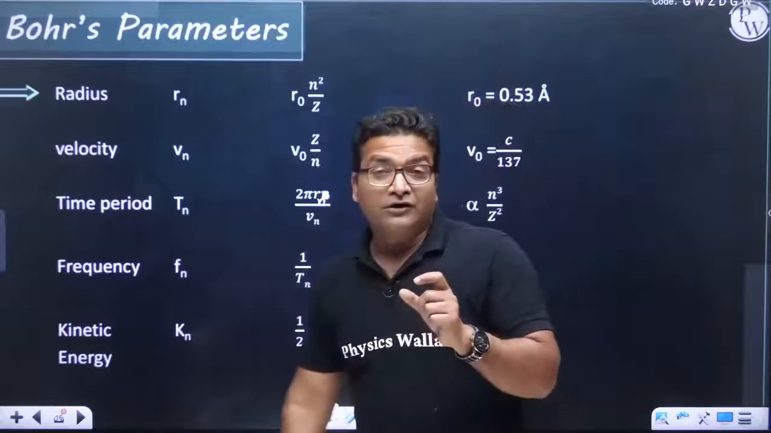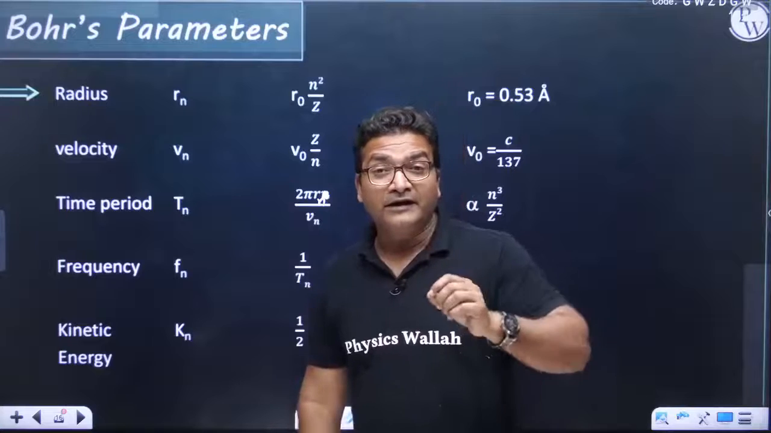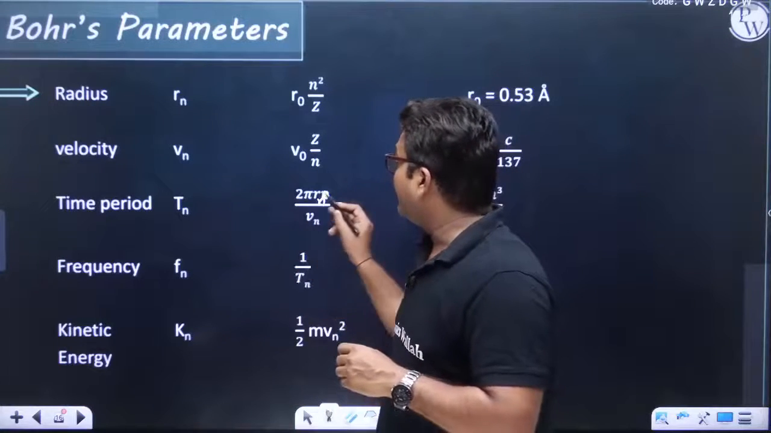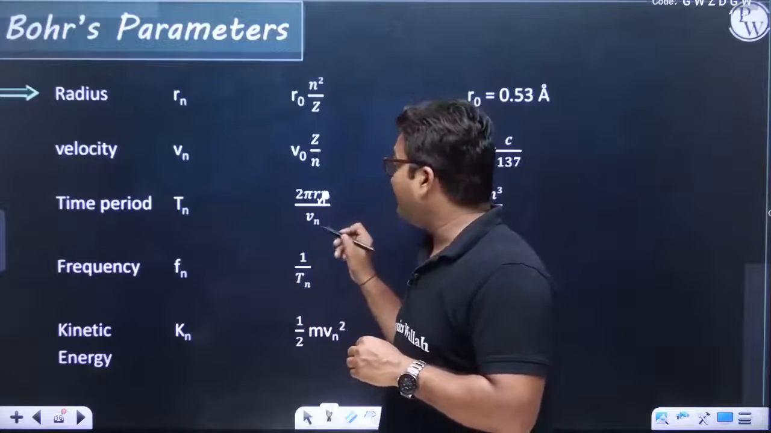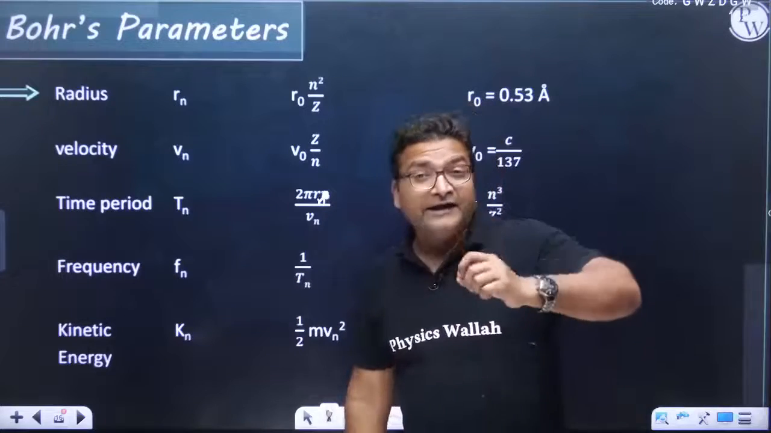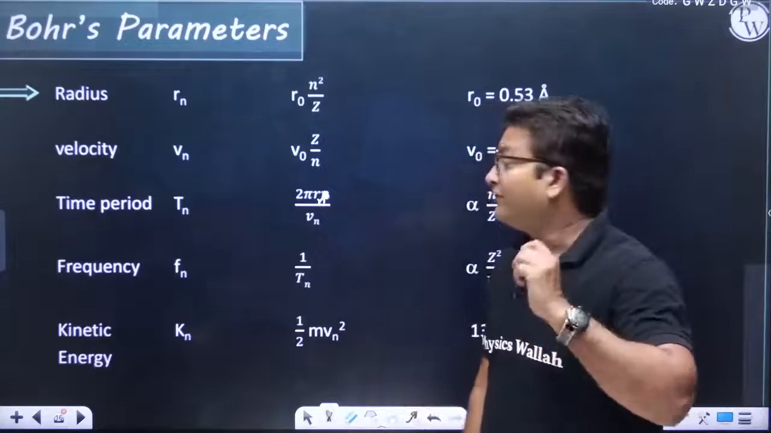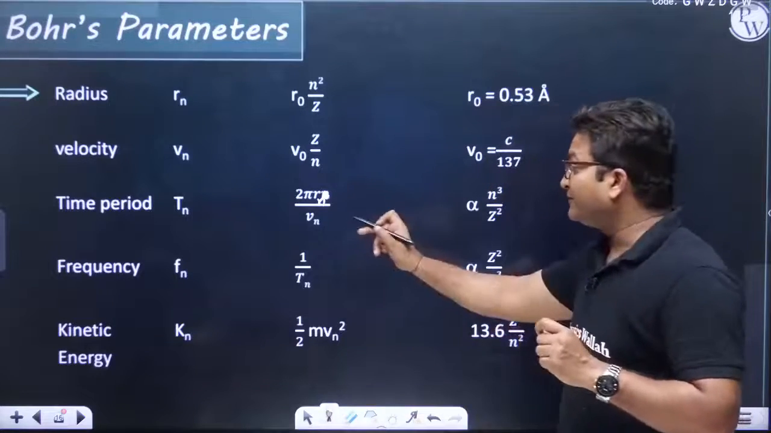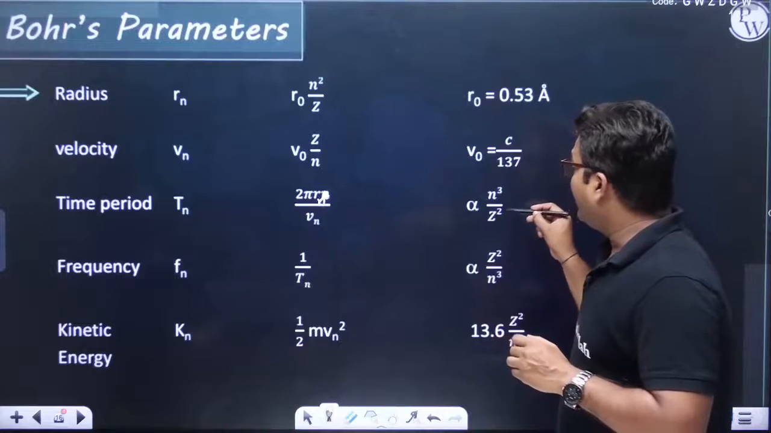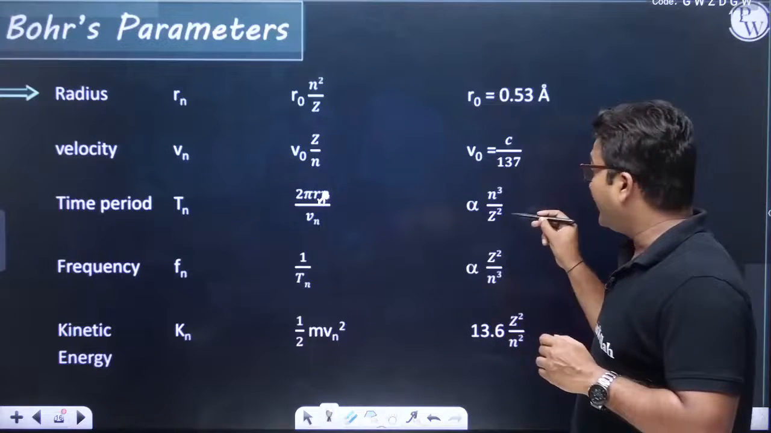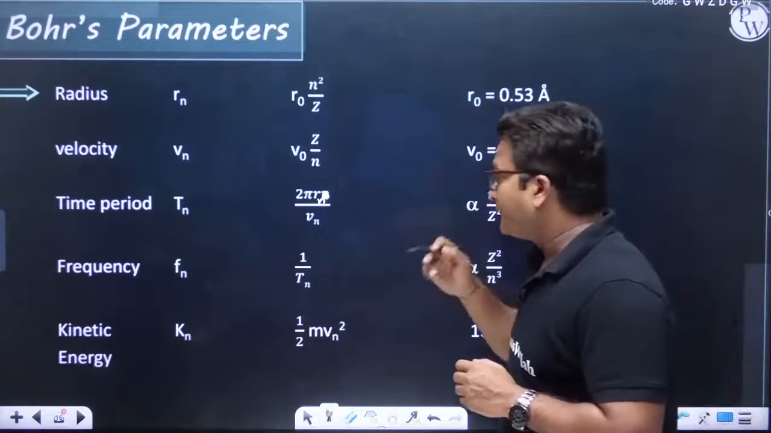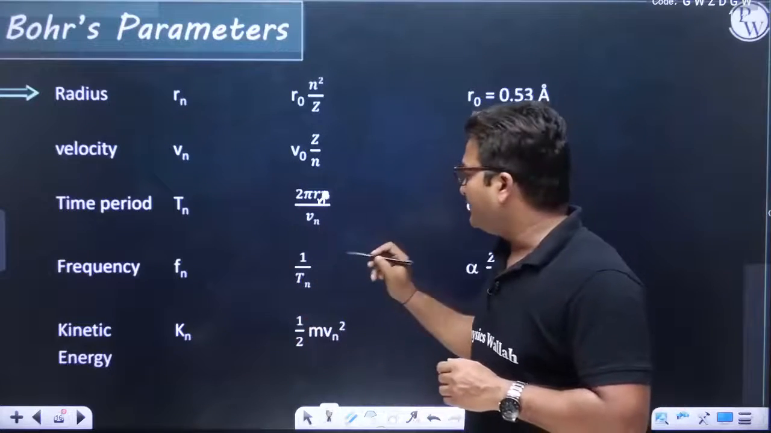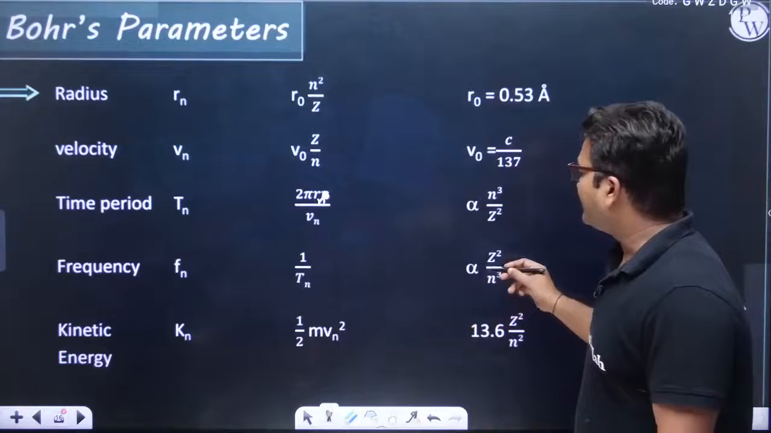If we are talking about the electron's time period in the nth orbit, the time period would be 2 pi Rn by Vn, where Rn and Vn are the radius and velocity in the nth orbit. Remember one point: this time period is proportional to n cube by Z square. Then frequency is 1 by Tn, so automatically it becomes proportional to Z square by n cube.